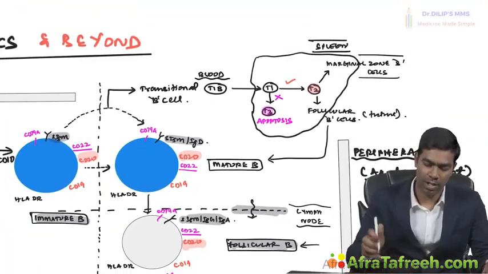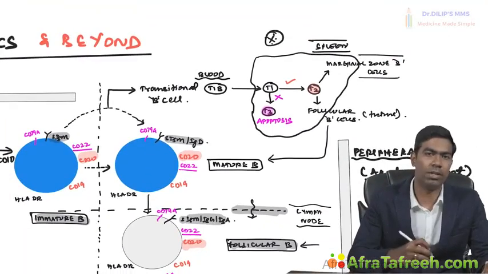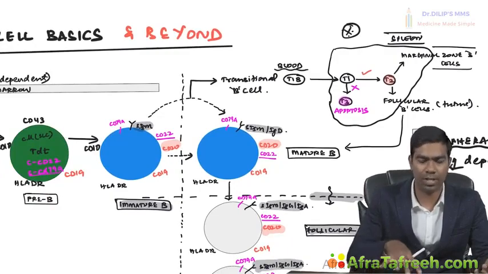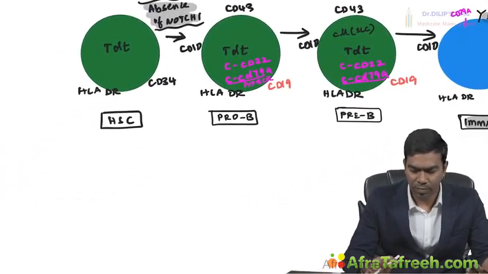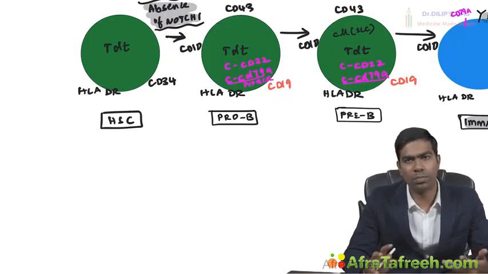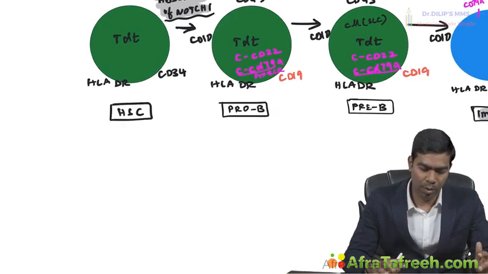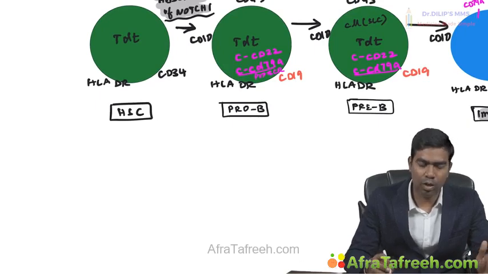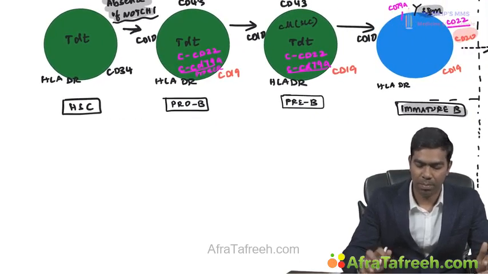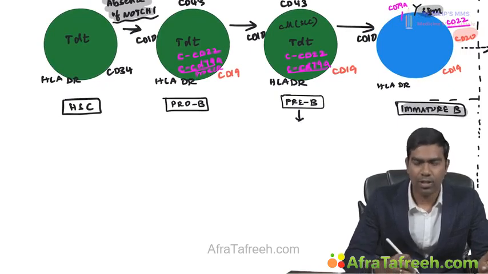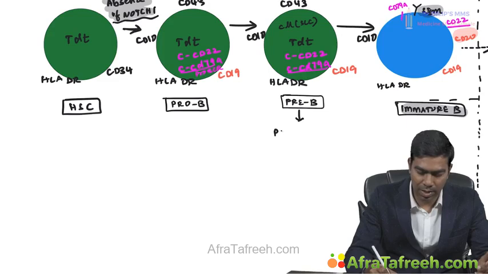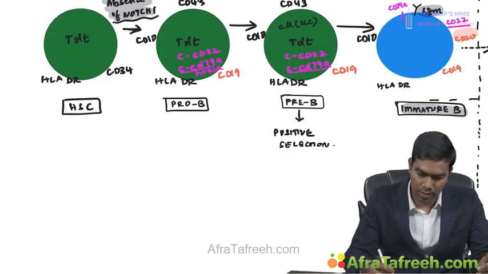So these are some of the important processes that happen in between, which are very easy to understand, but I didn't mention them earlier. B cells are going to undergo a lot of selection processes while moving through this. At the pro B cell stage, there is no selection process that happens. But at the pre B cell stage, there is one important selection process, called positive selection.